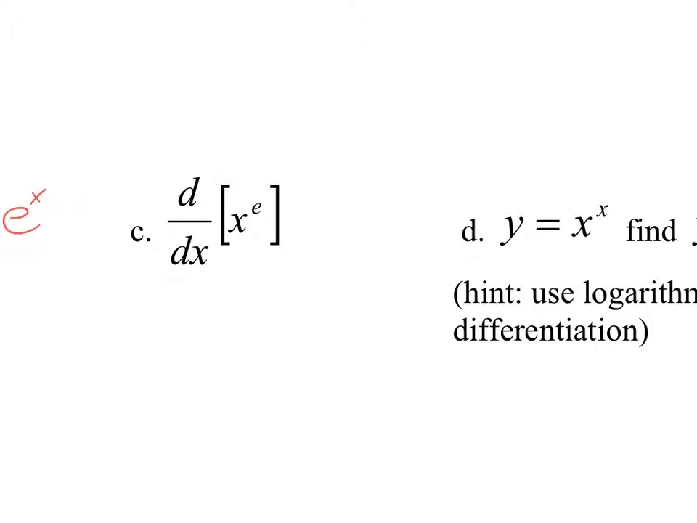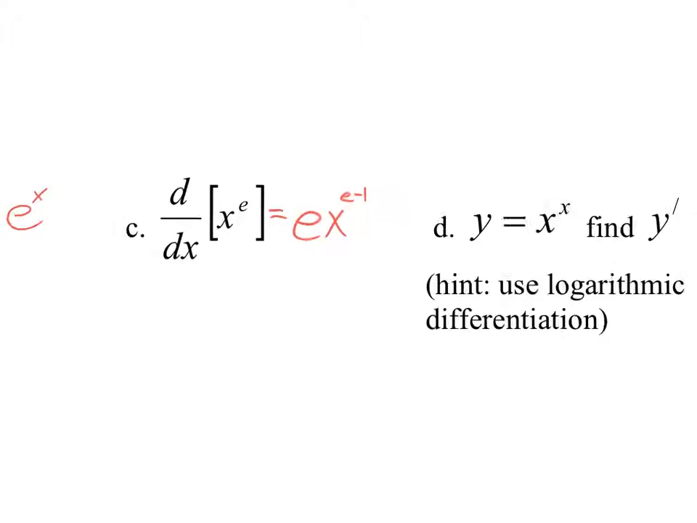Yeah, e is a constant, right? Yep. We can use the power rule: e x to the e minus 1. That's our power rule. If it's x raised to a power that's numerical, then you can use the power rule.